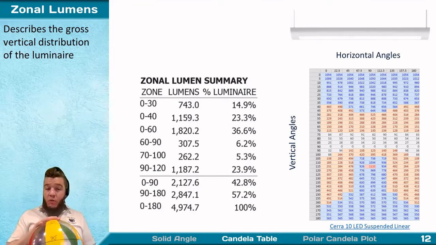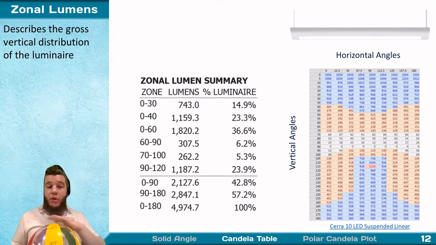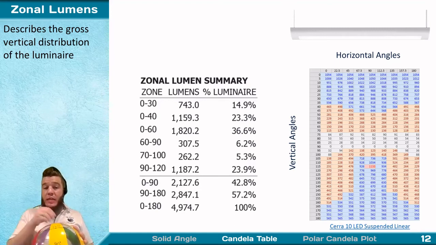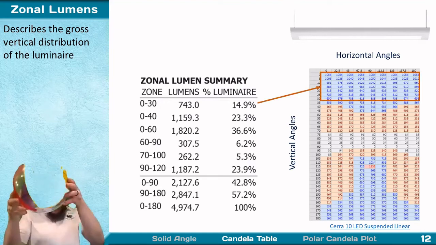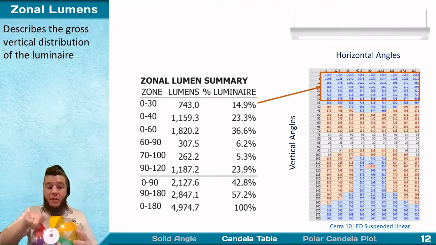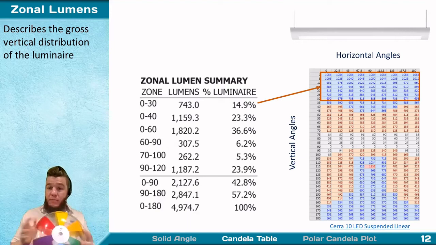Okay, zonal lumen summary. What the zonal lumen summary is telling us is the gross distribution of light in each of the vertical zones. You can see at the top there, we start with just 0 to 30. That's basically our direct down component, right? If we're below our luminaire, it's the light that's emitted almost directly onto your work plane, right?